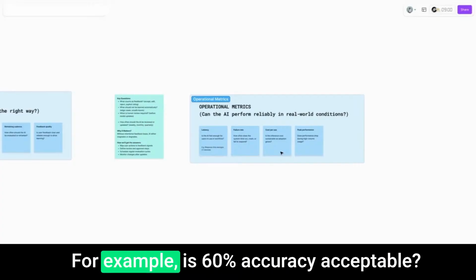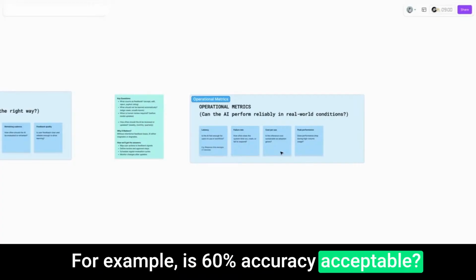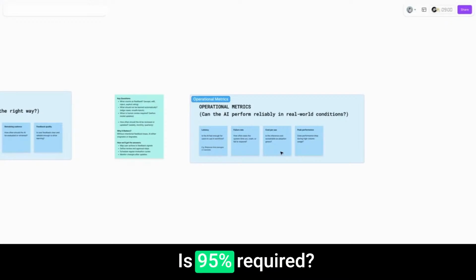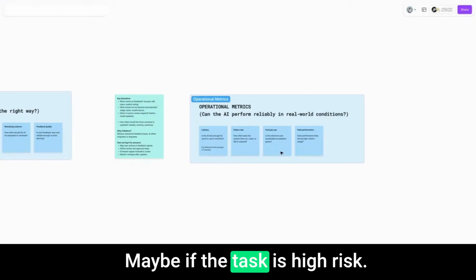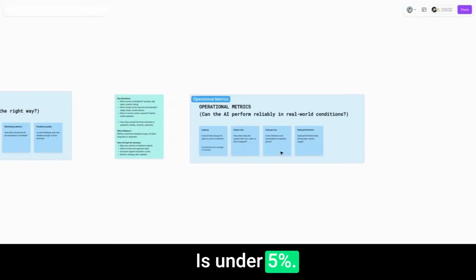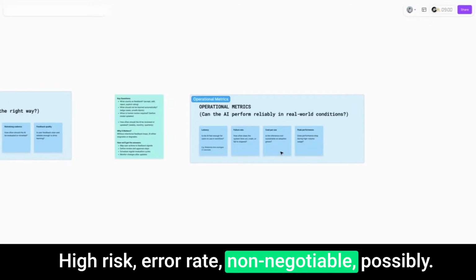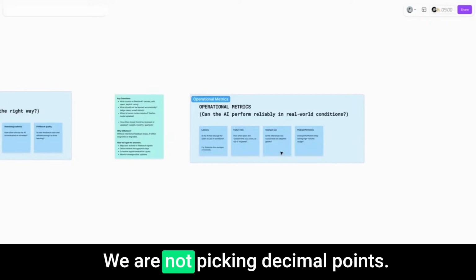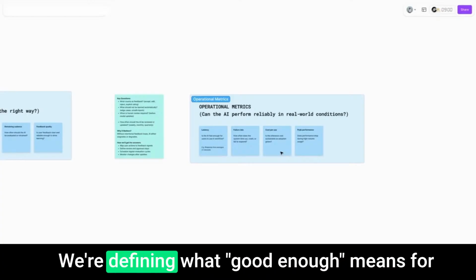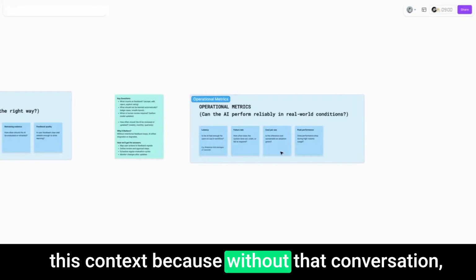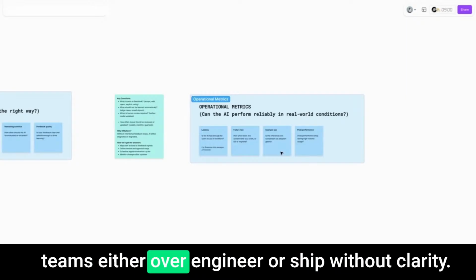For example, is 60% accuracy acceptable? Probably not. Is 95% required? Maybe, if the task is high risk. Is under 5% high risk error rate non negotiable? Possibly. We're not picking decimal points. We're defining what good enough means for this context. Because without that conversation, teams either over engineer or ship without clarity.